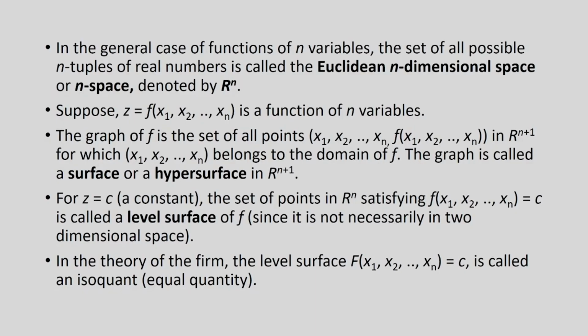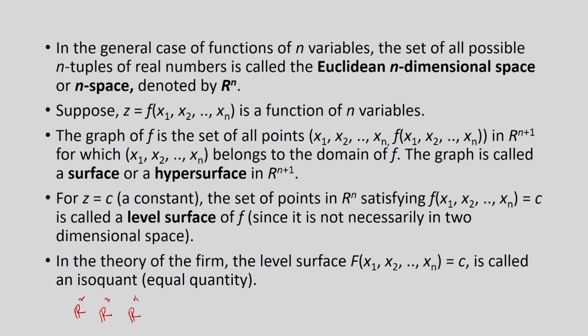Okay, now from 2 dimension we come to n dimension, the general case. In the general case of functions of n variables, the set of all possible n tuples of real numbers is called the Euclidean n dimensional space or n space. This is denoted by Rn. Okay. So, just imagine that we talked about 2-dimensional space, which was R2. We talked about 3-dimensional space R3. But suppose instead of 2 and 3, I take a general n, right. So, that will also be an n-dimensional space. So, this is called Euclidean n-dimensional space or n space, and this is denoted by Rn.